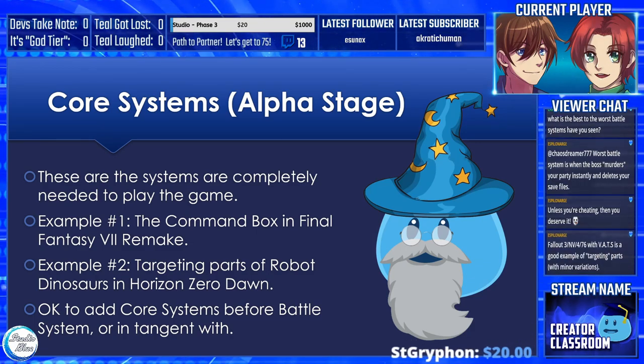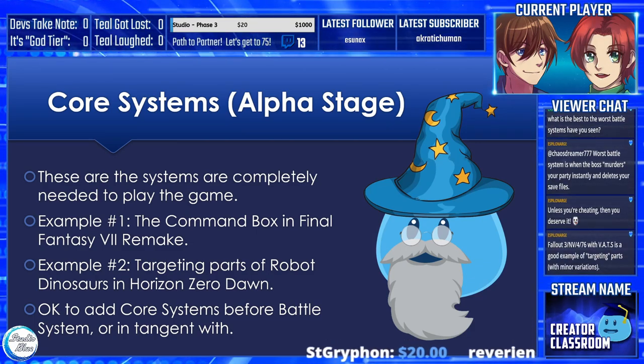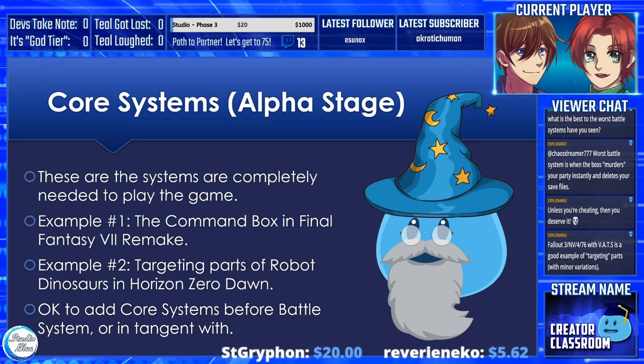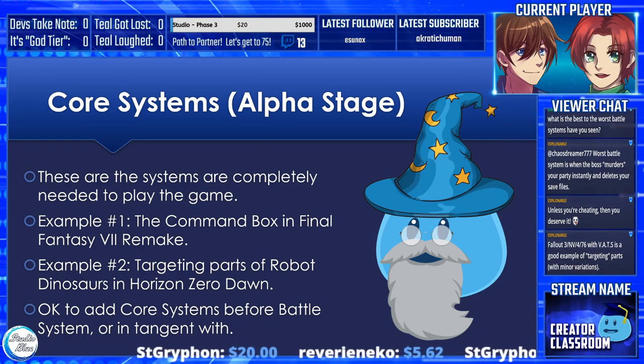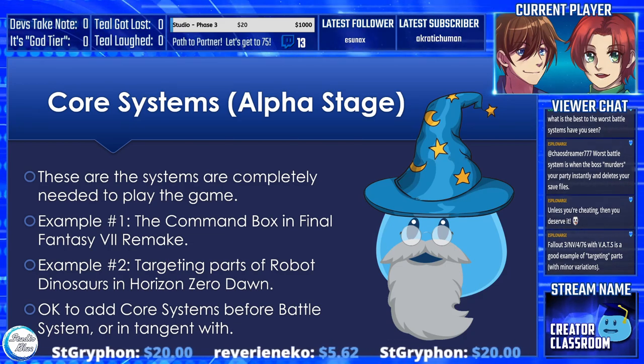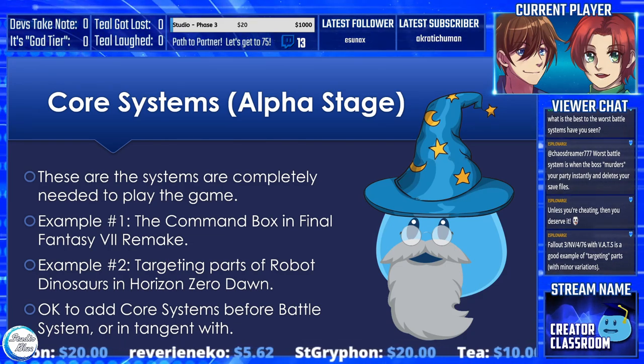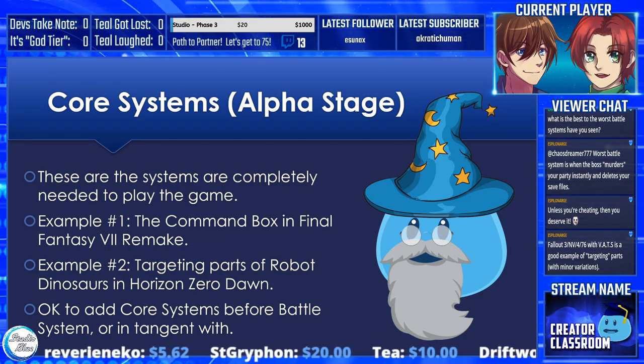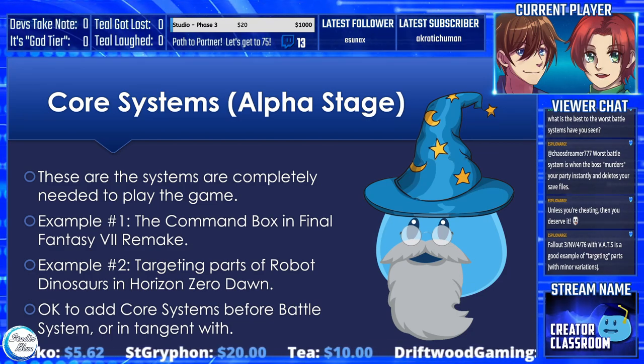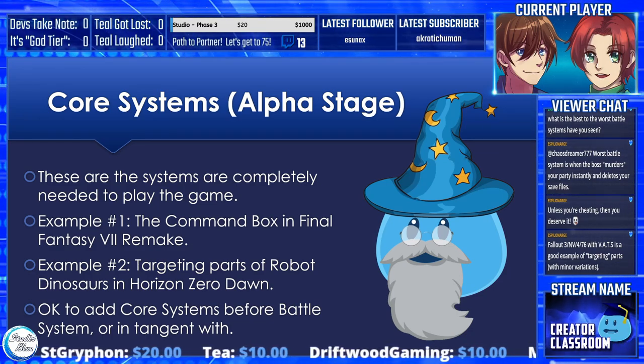That was a quick one. Yeah, it was. That was actually pretty good. VATS is a cool one. Oh, yes. Good example of a core system. It wouldn't be Fallout if you didn't have VATS. Yes, for the 3D Fallout. Absolutely. Good example, SB. It would stop being Fallout and become something else.